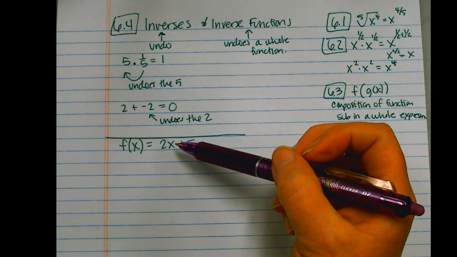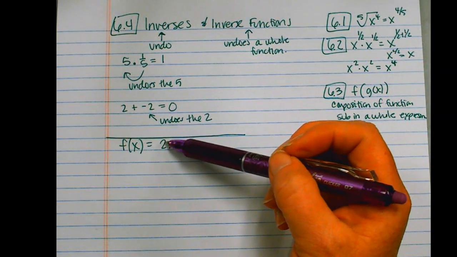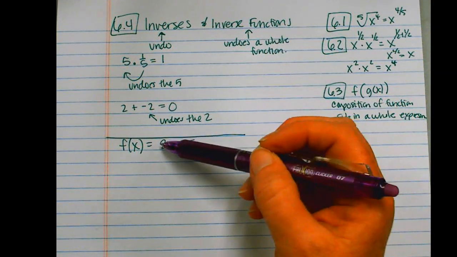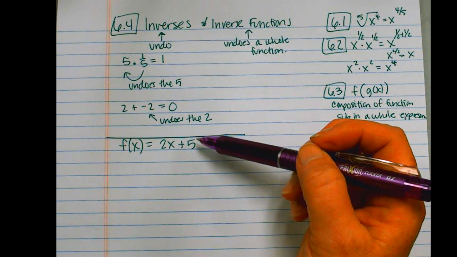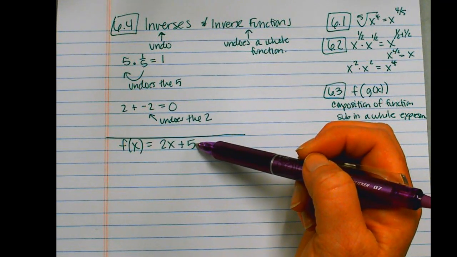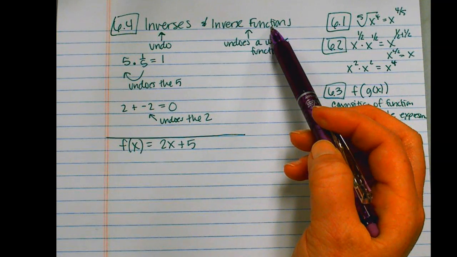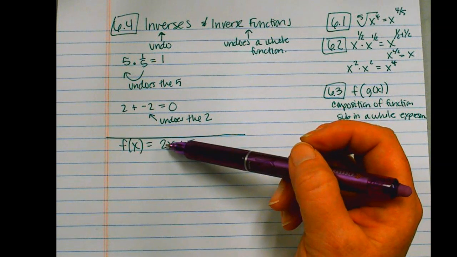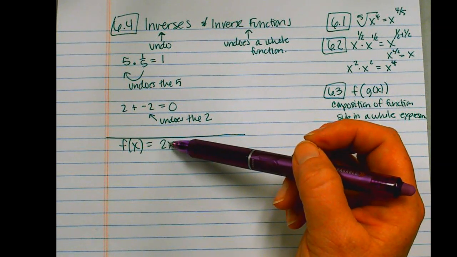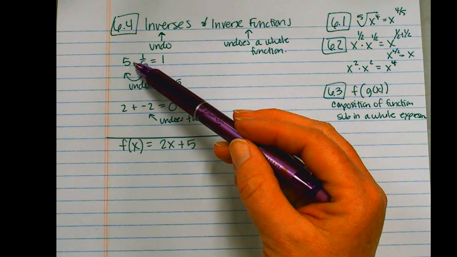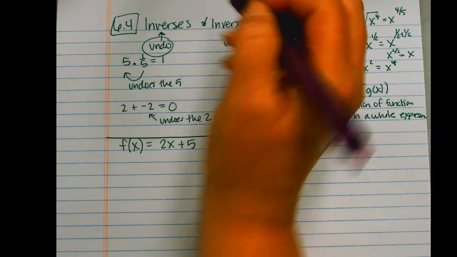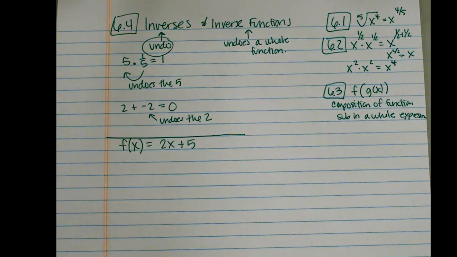If we look at f of x right now, two things are happening. X is multiplied by 2, and the whole value is greater because we've added 5 to it. So two things are happening: multiply by 2, add 5. The inverse function will have to undo both of those things. It will have to subtract 5 somehow and also divide by 2. It will do the opposite, just as 1/5 undid the 5 and -2 undid the 2. So we're looking at undoing. That's the goal here with inverses.